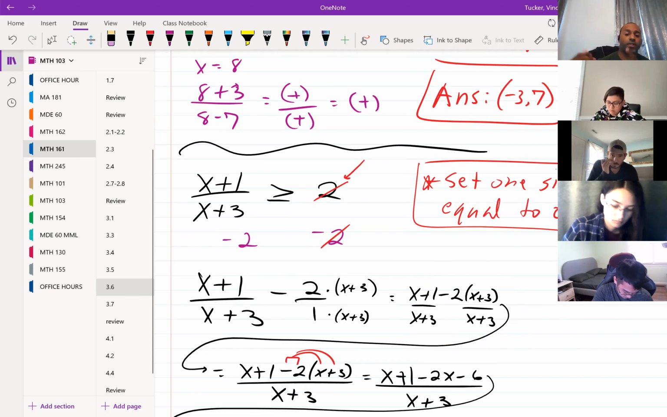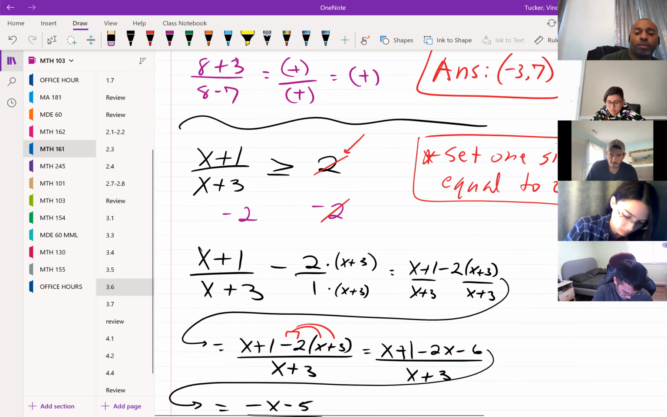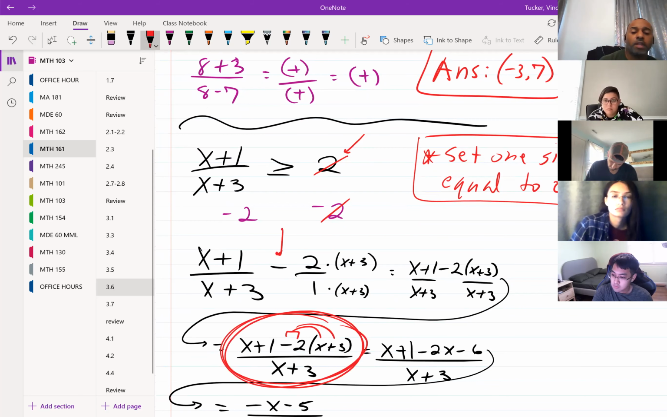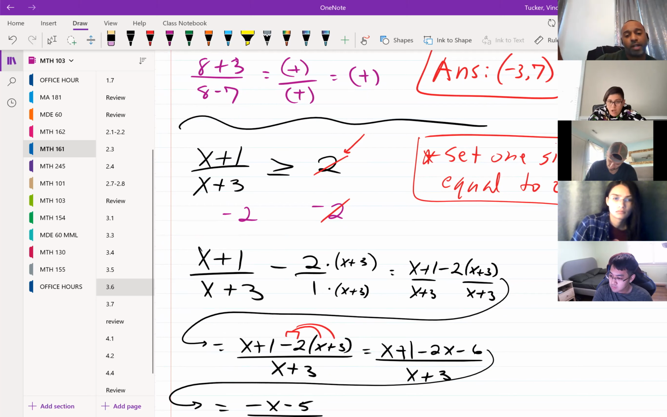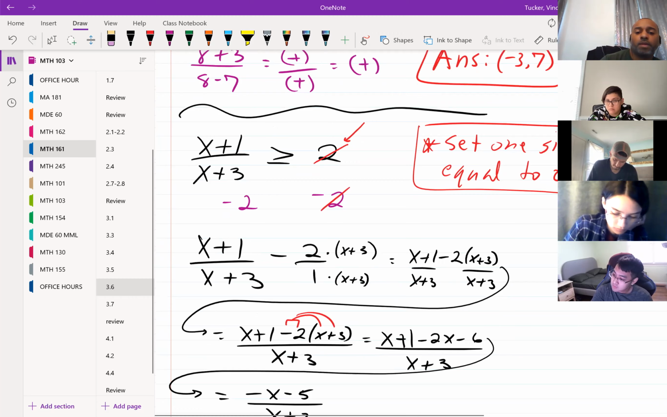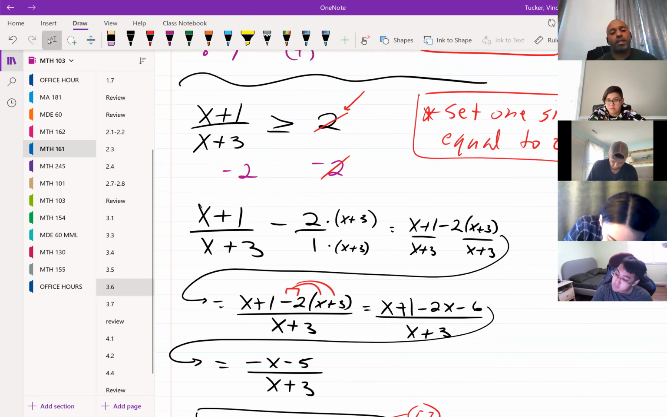Now I decided to bring them together just to emphasize this distribution of this negative. So be careful right here because a lot of times this negative does not get distributed to each term in that following numerator. So make sure you distribute the negative into each term. Notice I distributed -2, not just 2. That gives us x plus 1 minus 2x minus 6. Combining like terms, that's -x minus 5 over x plus 3.